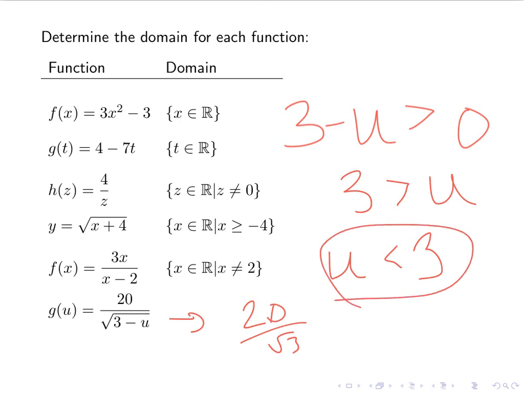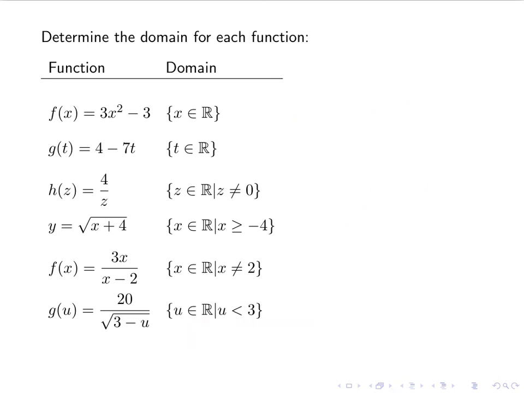And again, you can always check it. Plug things in that are bigger than 3, plug things in that are less than 3. Make sure that when you're plugging things in that are less than 3, you're getting out a number. And if you're plugging in something bigger than 3, you're not. So again, if I wanted to plug in, say, 5, 3 minus 5 is -2, I can't plug that in. So I do want u in the reals such that u is less than 3.